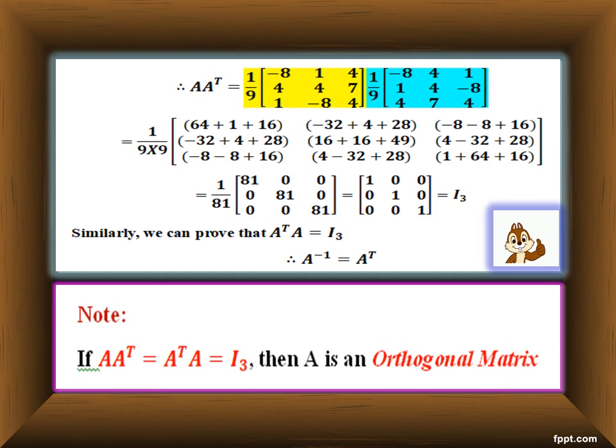Got it? Now another note you have to keep in mind: if A into A transpose equal to A transpose into A equal to I3, or In, then A is an orthogonal matrix. This is the condition for orthogonality of a matrix A.